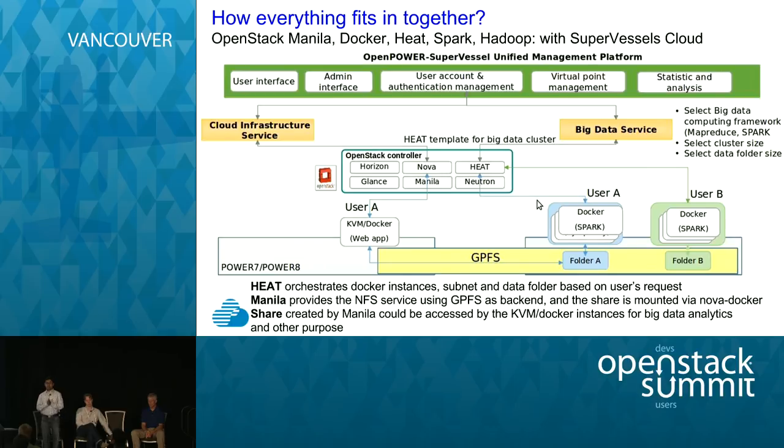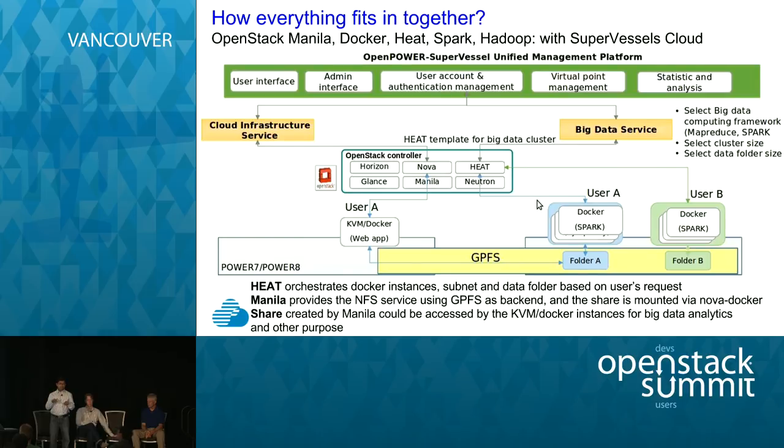So how does everything fit together? This diagram shows how all these things, like we said, Manila, GPFS, containers, and Heat, fit together to provide a solution. So this is an overview architecture of the Supervisors service that is provided, right? You have the UI, user account management, et cetera, at the top layer, and a user dashboard from where he can access services like cloud infrastructure service or big data service. We are focusing on the big data service in this talk.